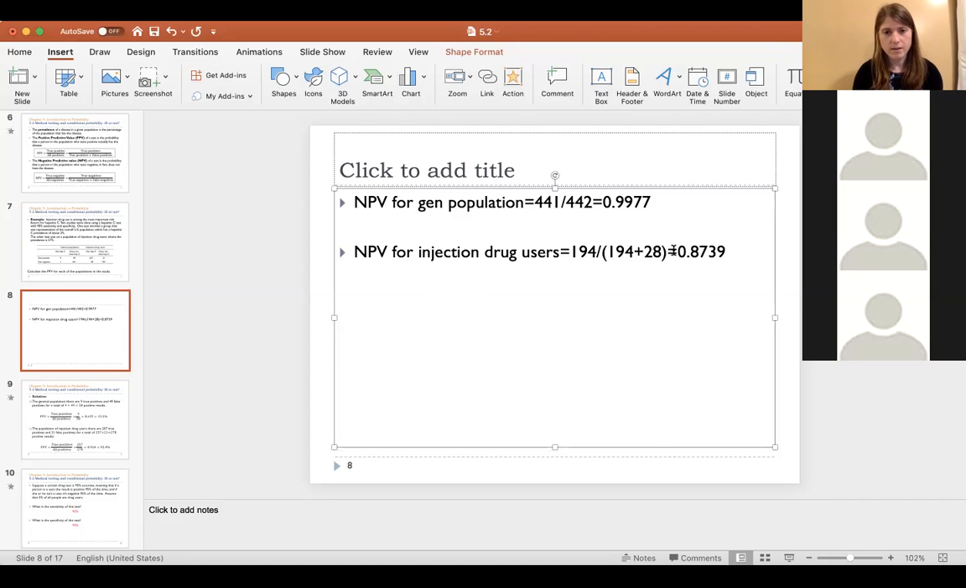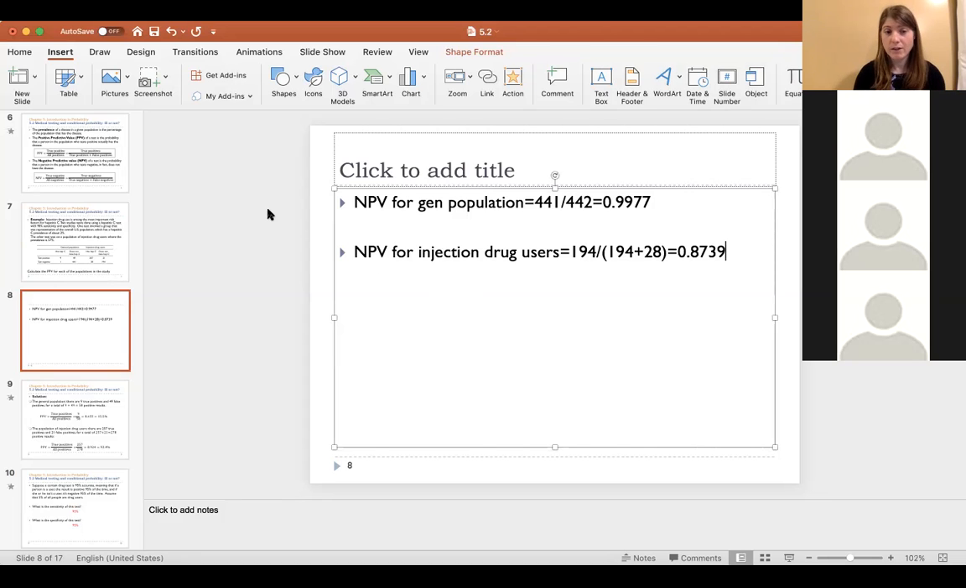So let's analyze that number. This is saying that if we know we're looking at a group of injection drug users and we get a negative, that negative is only 88% chance of actually being negative. In other words, that's a lower percent than we were seeing for the general population. But when we were looking at our PPVs, those actually flip-flopped a little bit.